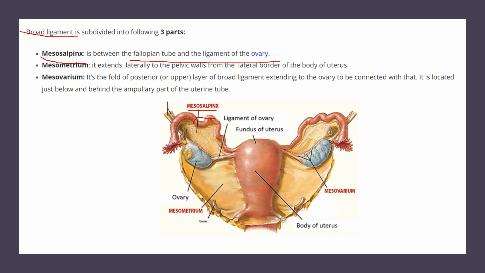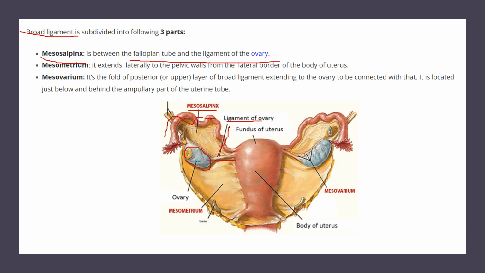This whole course is the fallopian tube, and this is the ovary. So it stretches between the fallopian tube and the ovary. See this one, the ligament of ovary.